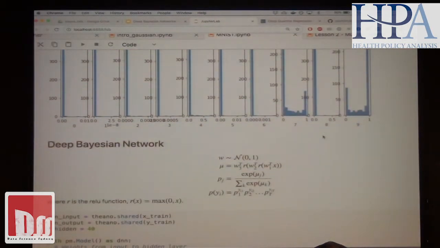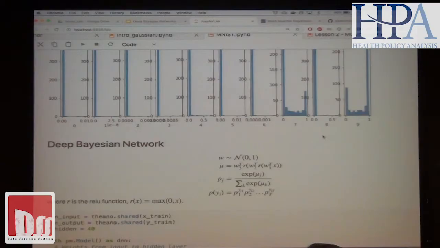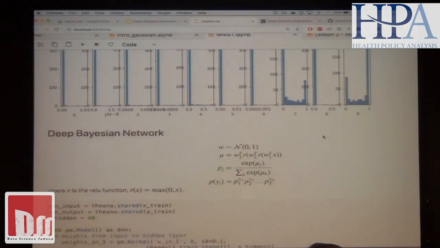All right, so deep Bayesian networks. If you've heard me talk about deep learning in general, deep learning is nothing more than stacked regressions. There really is nothing more to it. Sure, there are tricks that they use to make things faster and a bit more accurate, but at the end of the day, that's really a big part of it.